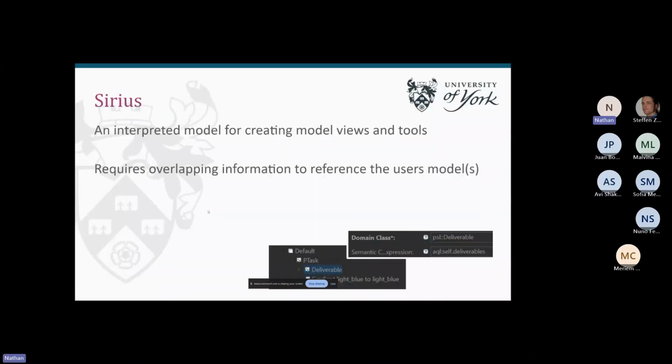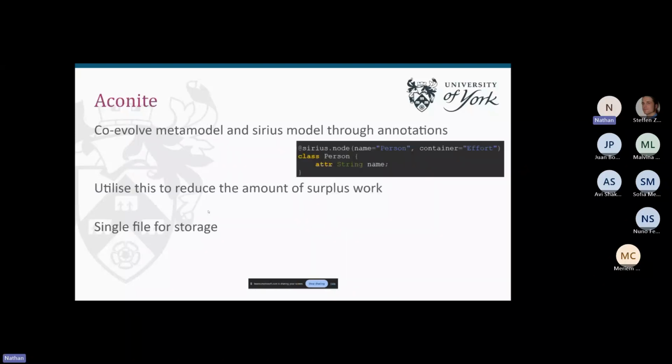So essentially all Sirius is doing in the background is it is an interpreter for the model view, which was that ODesign file, and it requires overlapping information between both the meta model and the ODesign. It needs both to add the information from the meta model as well as all of the graphical information. With Aconite, we're able to essentially co-evolve these two things, which means that you don't have to rewrite all of the references back to the original meta model, as they'll automatically happen based on where they're attached within the diagram.